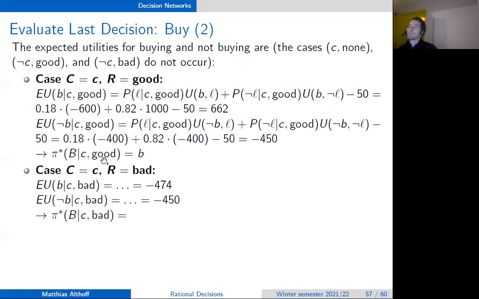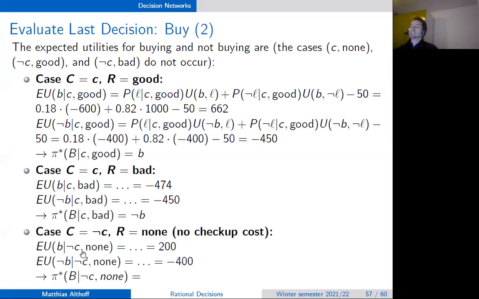And then we do the same thing for the other cases. And here we see that the optimal policy is to not buy the car when we perform a checkup and the report is bad. And the optimal policy, if you don't do a checkup and the report is none, of course, that's the only outcome, is to buy the car, because buying has a utility of 200 and not buying has a utility of minus 400 here.